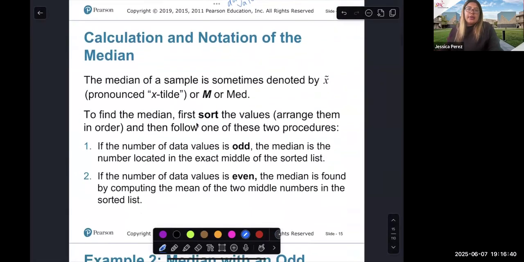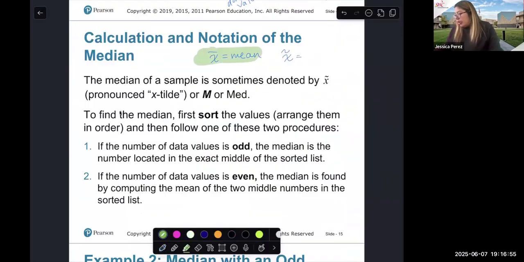Now we're going to look at what notation is being used. So remember, X bar is mean, and X tilde, which is X with a little tilde over it, is the median. X tilde will give us the median of the data. And we're also going to be able to find the median using our calculator.